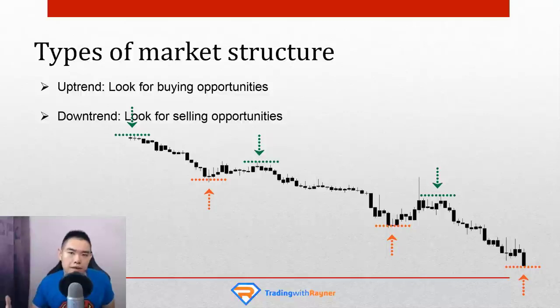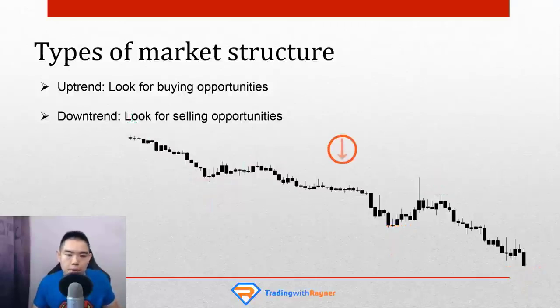So if you see a market is in a downtrend, then what should you be doing? Buying or selling? Well, the path of least resistance is towards the downside. So promise me, when you see a chart that's in a downtrend, you only think of selling opportunities. Okay, that's the path of least resistance.